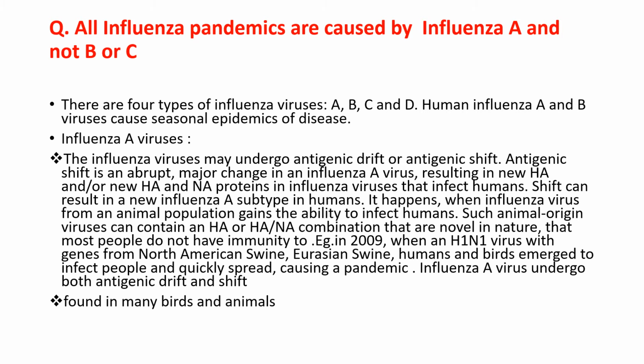For example, in 2009, the H1N1 virus with genes from North American swine, Eurasian swine, humans and birds emerged to infect people, and it spread very quickly, causing a pandemic. The influenza A virus undergoes both antigenic drift as well as antigenic shift, and it is found in many species of birds and animals.